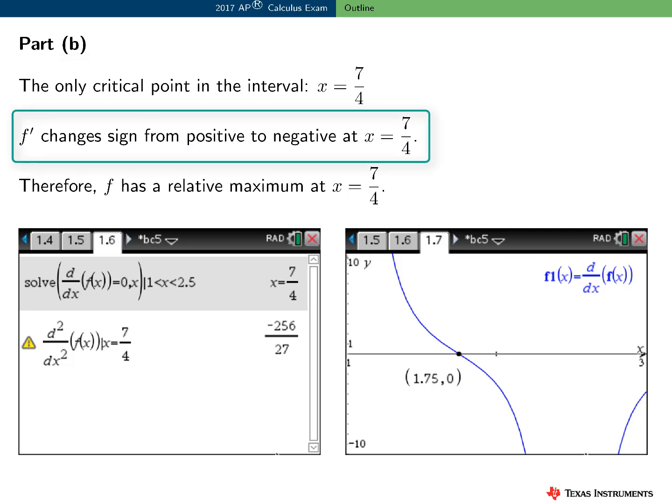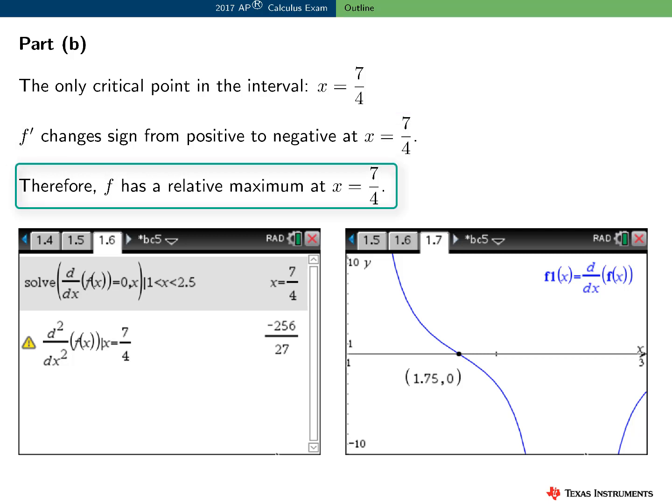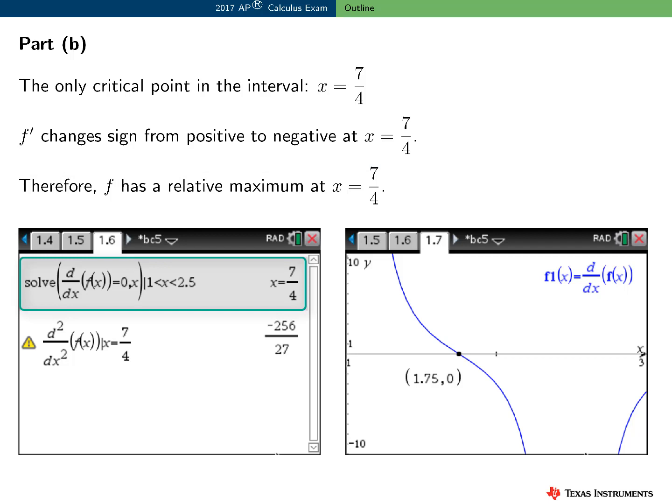Now, personally, I would then construct a sign chart to determine the behavior of f prime near x equals 7/4. And the conclusion is that f prime changes sign from positive to negative at x equals 7/4, and therefore f has a relative maximum at x equals 7/4. Here is some technology help with this solution.